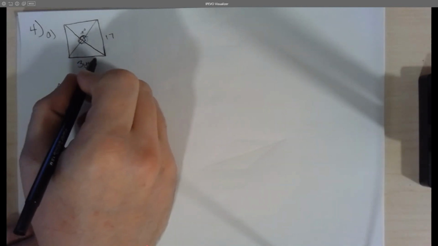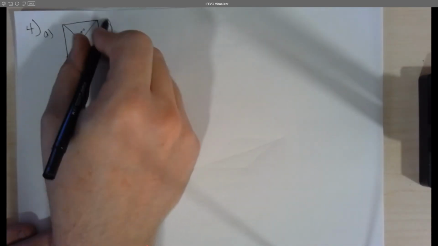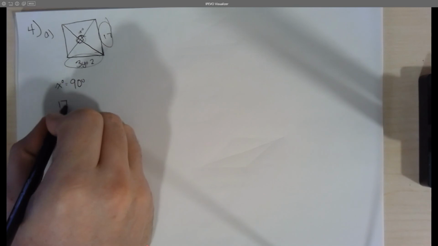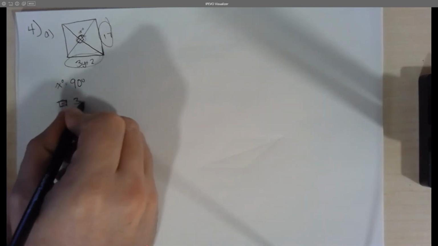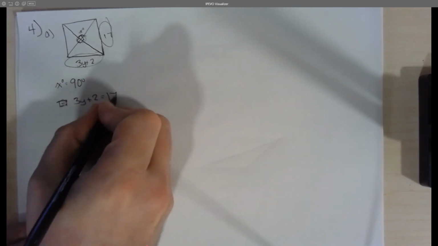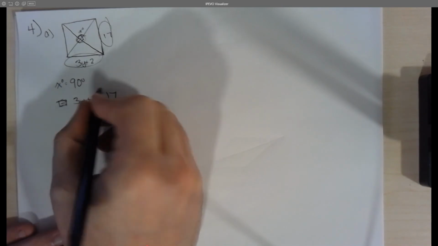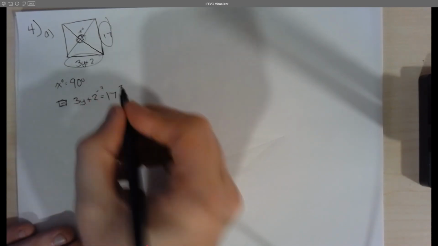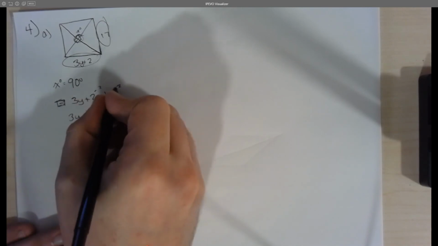We know for y that this side length has to be the same as this side length. So 3y plus 2 equals 17. Let's minus 2 from both sides to start. So 3y equals 17 minus 2, or 15. Divide by 3 on both sides to get that y by itself. Y equals 15 divided by 3, or 5. So now you have your values for both x as well as for y.